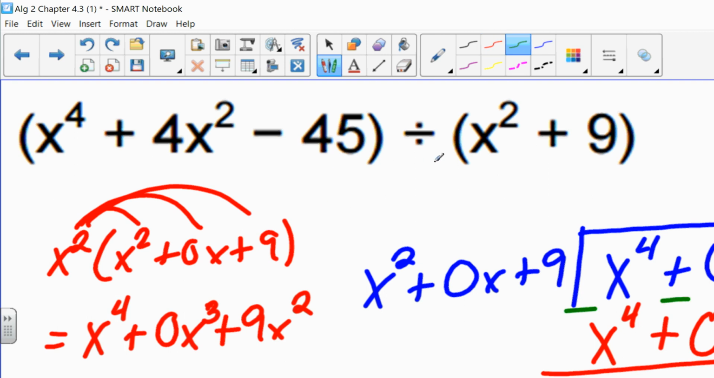And then we would subtract. X to the fourth minus x to the fourth is 0. 0x cubed minus 0x cubed is 0. 4x squared minus 9x squared is negative 5x squared. And then we would bring down the plus 0x. Oh wait, how many terms do we have? 3, so we need to bring down the negative 45 also.